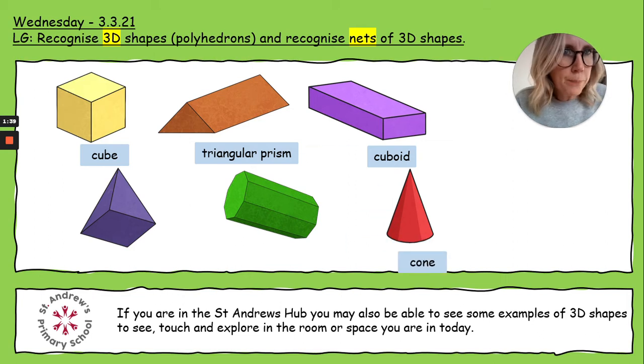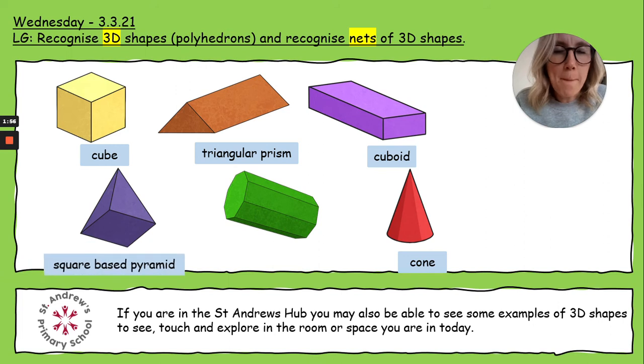Here's a cone, which has a curved face and a 2D circle for a face. It's got 2 faces. We actually call curved faces surfaces. They're curved surfaces. Normally faces are flat, okay? And we have a square-based pyramid. Because triangles meet at a point, like a pyramid you would see in Giza in Egypt. But it's a square-based pyramid because its base is a square.